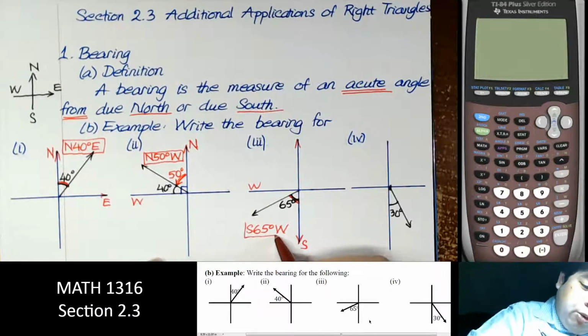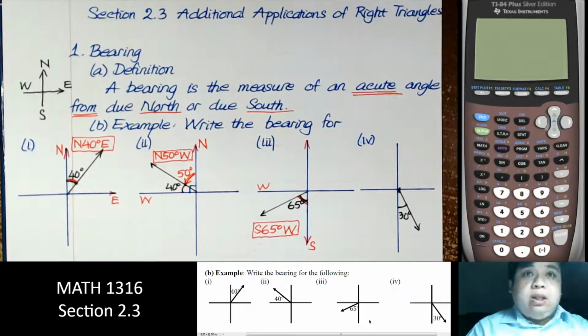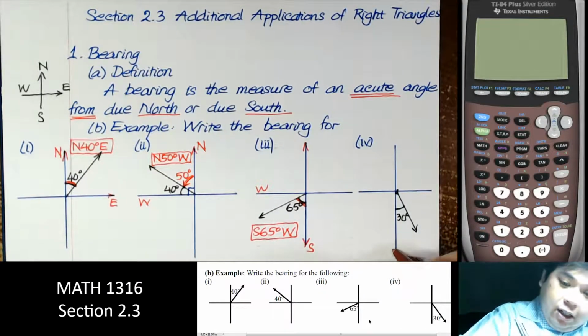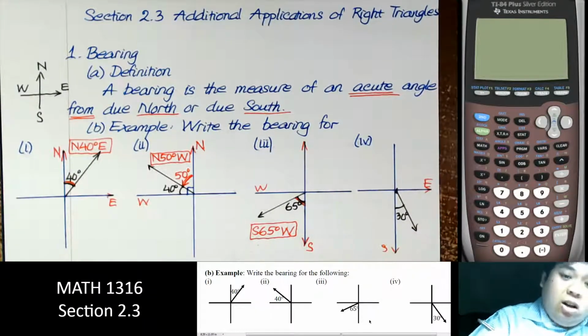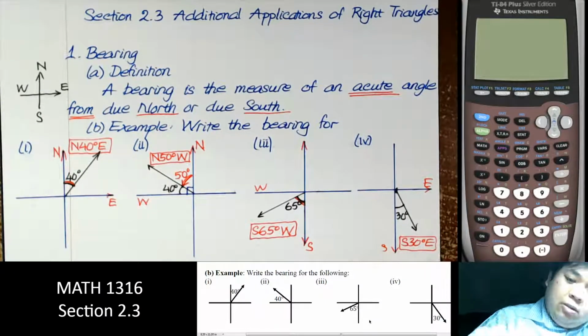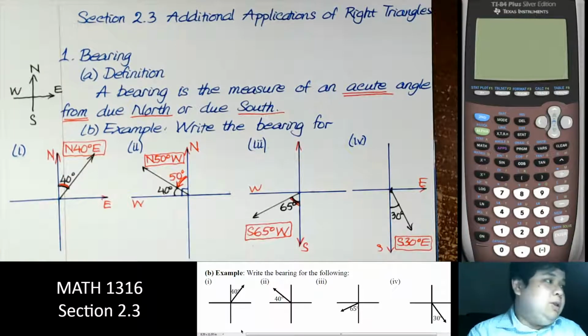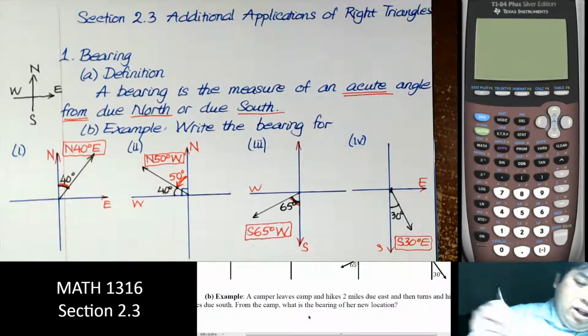So it's always start from the north or from the south and then go east or west. This is the south, and we go on the east side, on the right side, and south 30 degrees east. Right, so just like that. Now we have an example.